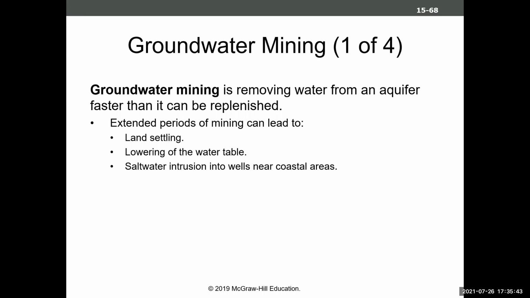And so the weight of the land above it can cause it to settle and pack tighter, and it can basically go down several feet. You could also lower the water table, or you could cause that saltwater intrusion to happen like we just showed in the previous slide.